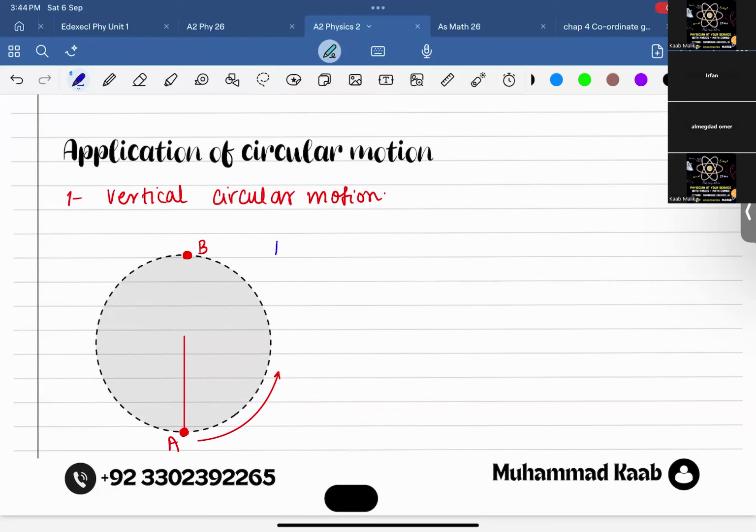Okay, so tension provides the centripetal force. Okay, now can you guys tell me at which point in this circular motion the tension will be highest? Any reason for that?